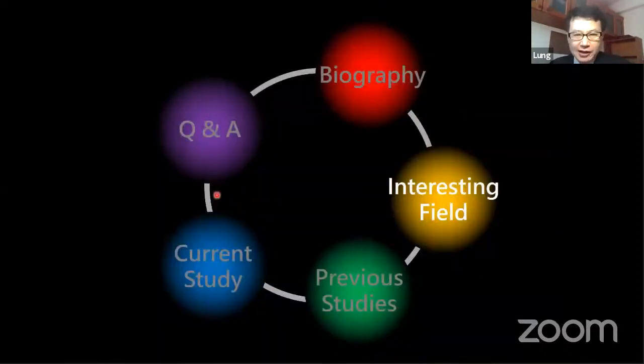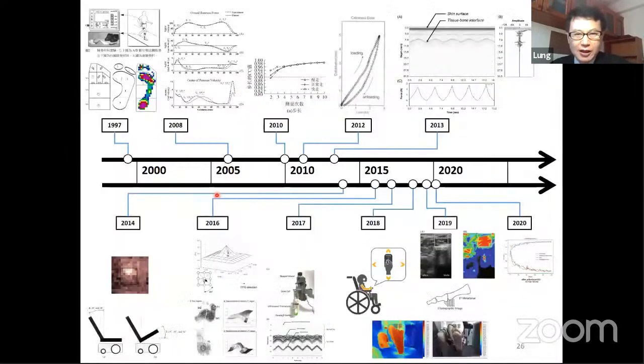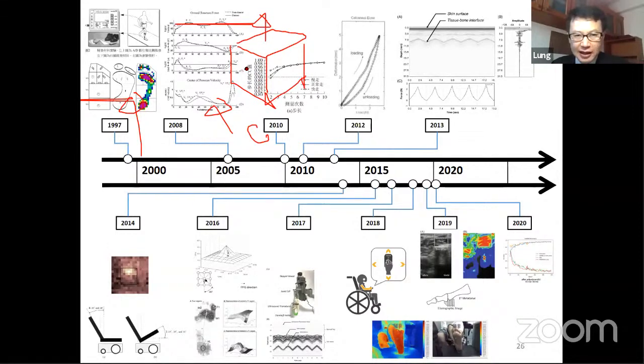Okay, after the background, I want to tell you my fields of interest. This is my study, from 1997 when I got my master's degree until 2020 right now. I want to introduce it one by one. This one is for plantar pressure. We use walking to detect the plantar pressure. We also use the force plate to get the forces, because we know we have three dimensions. First is the vertical force. Another one is the anterior-posterior force. The third one is the medial-lateral force.